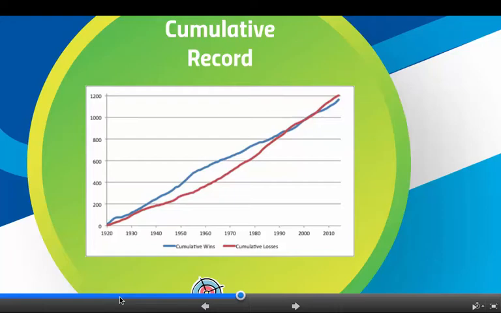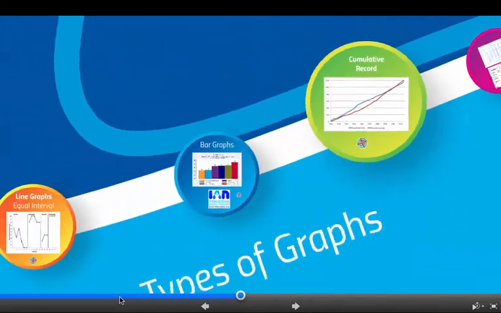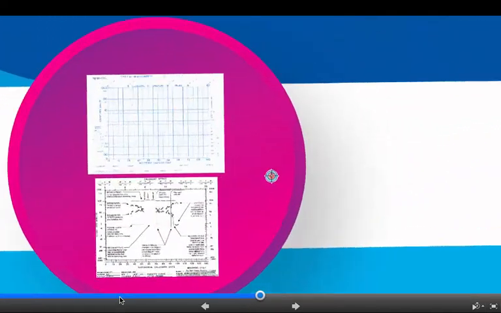So this is the kind of graph that you'll be seeing as well. It's what's referred to as a cumulative record, and you could be collecting data in terms of the number of MANs that an individual has acquired over time as a result of your progressive work with the individual. So a cumulative record is an important piece of data as well.